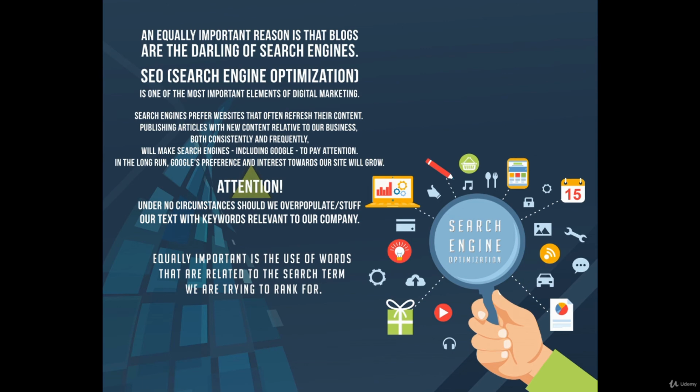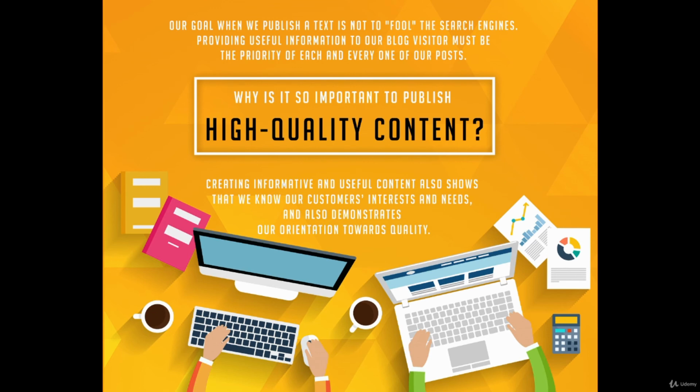We should never write posts just for the search engines. Instead, we should always remember the phrase, "Content is king." This is a very important issue for the search engines, but mostly for the quality of our blog and the image of our company. Our goal when we publish a text is not to fool the search engines. Providing useful information to our blog visitor must be the priority of each and every one of our posts. We want to create articles that are useful to our readers, so useful that they may keep, share, and suggest to friends and colleagues who are interested in finding out more about the related subject.